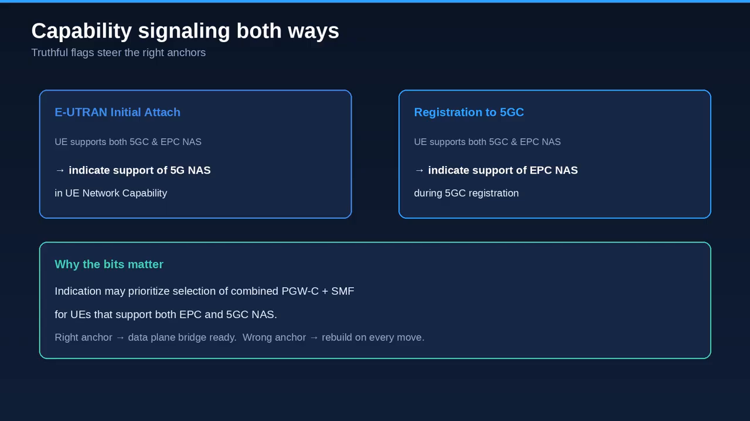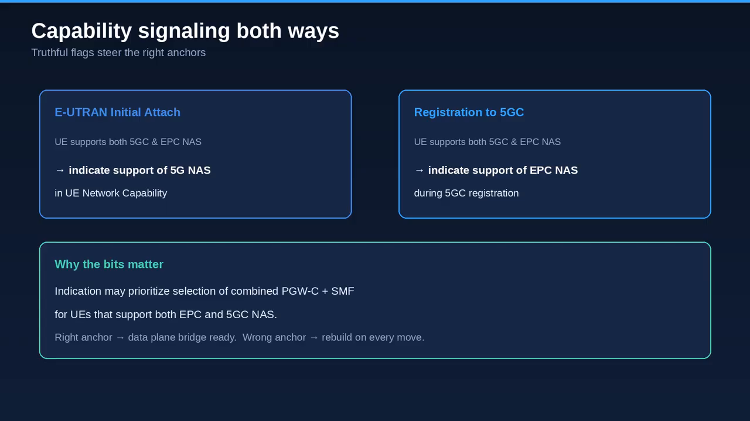Those bits are not vanity flags. The indication may be used to give priority toward selection of a combined PGW-C plus SMF node for UEs that support both EPC and 5GC-NAS. In other words, the network prefers a session management anchor that can serve you on both cores, so when you move, your PDU sessions and PDN connections have a sensible home.